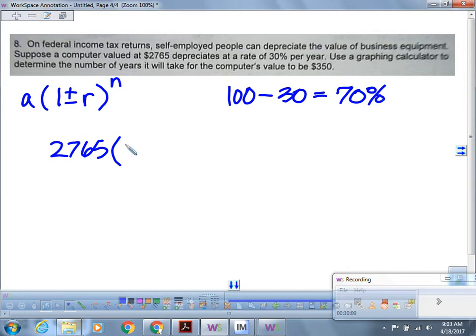So I'm going to use 0.70. Use a graphing calculator to determine the number of years it will take. t is years. The number of years it'll take for the value to drop to 350. So I want to know how long it's going to take until it equals 350. So the way we do this is we compare these two functions. If I want to know where they're equal, let's set a constant line, and then let's set an exponential function, and see where they are equal. So I'm going to put that in Desmos.